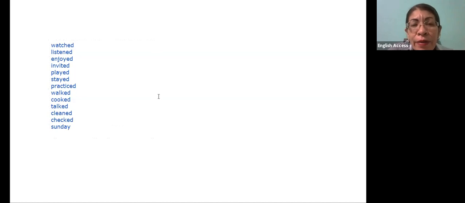Okay, these are regular verbs. They are regular because they have the same ending, ed. As you can see, they have ed endings. But even when they have the same ending, the pronunciation for each of them is different. We have ed, we have ed, etc. Okay, so we have ed endings, but the sound is different.